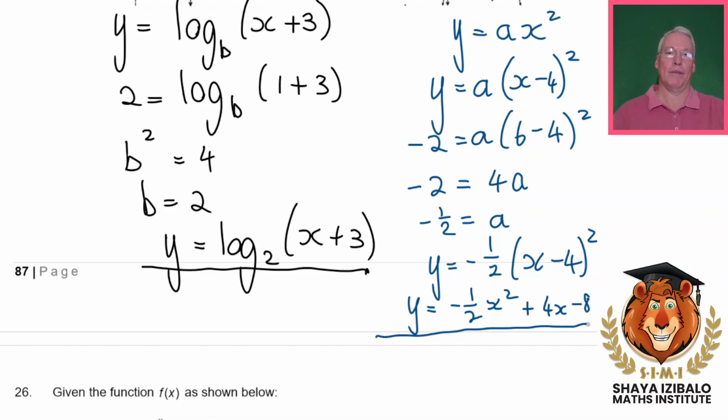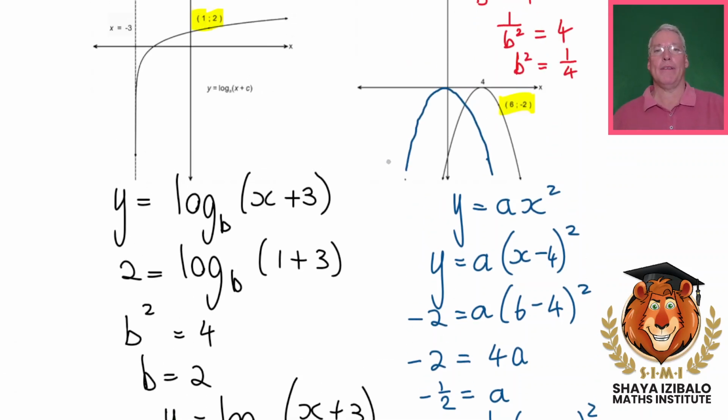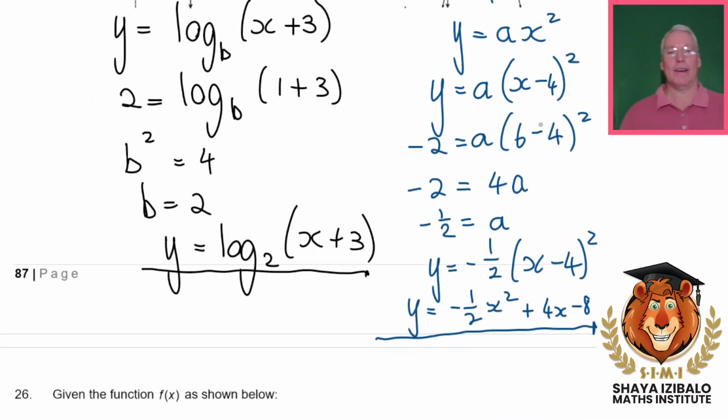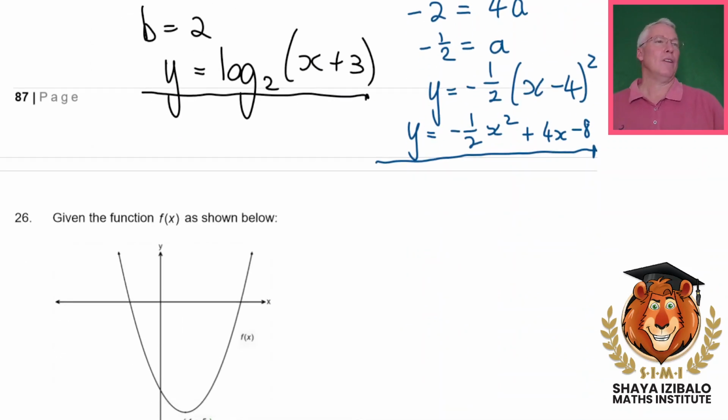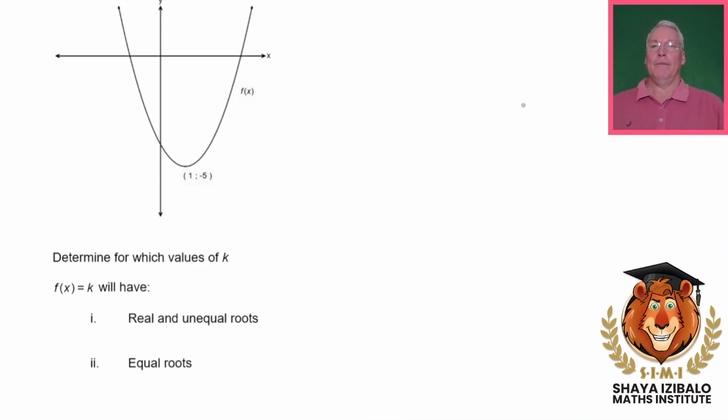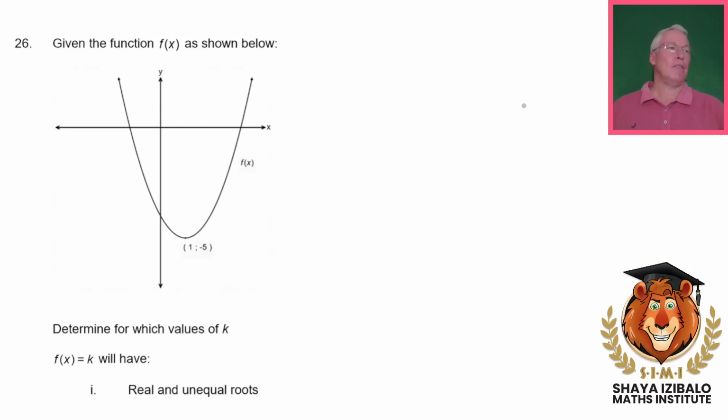Just to give ourselves a warm feeling inside, negative 8 is meant to be the y-intercept. Yeah, that looks about right. This point over here is probably negative 8. So it looks like it could be correct. It is correct.